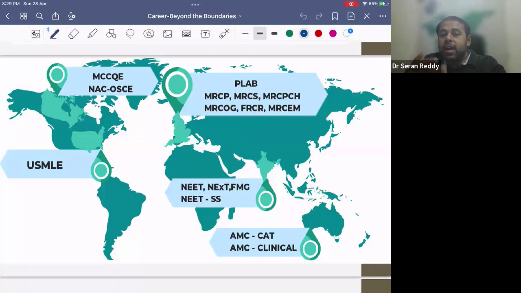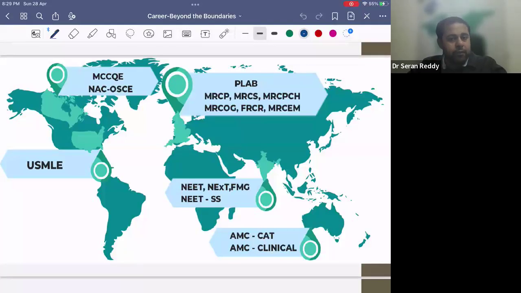So for UK, it is PLAB, which is getting replaced by something called UKMLA from this year, that is 2024. And there are two ways to enter into UK. One is a licensing pathway, that is PLAB or UKMLA, and second are membership examinations. So don't get confused. I'll walk you through all the pathways.